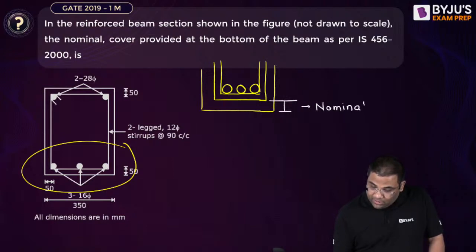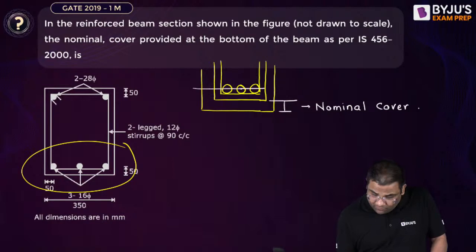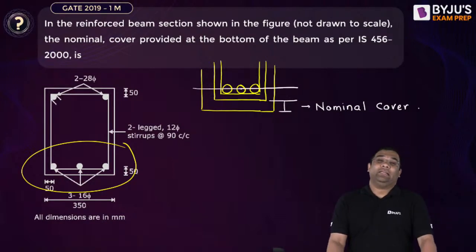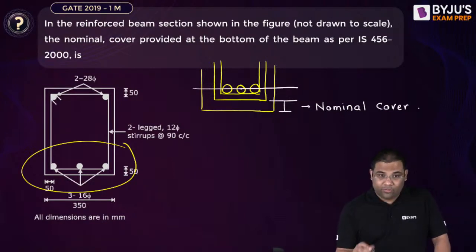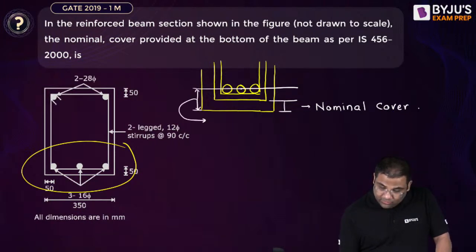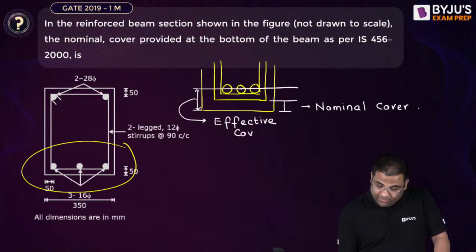Now, what is your effective cover? The effective cover is from the center of this longitudinal reinforcement. This is what we call the effective cover.